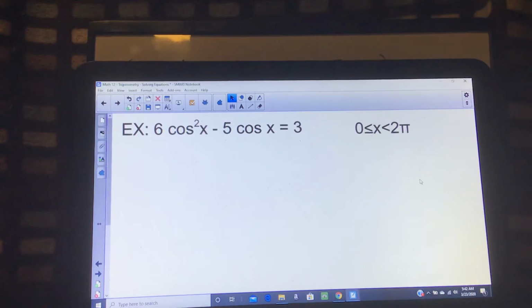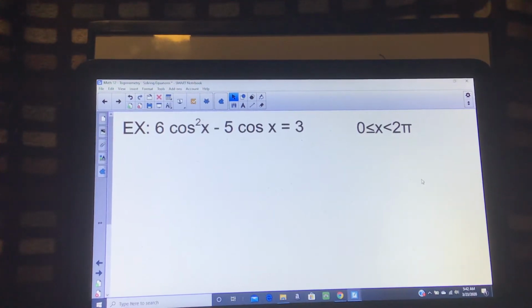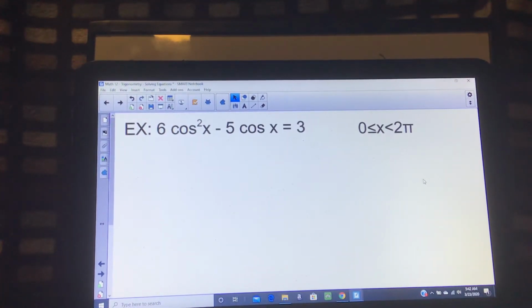This is a trig function that's also quadratic. Because basically you have a cosine squared and a cosine, and it's equal to a number. So they're looking for what angle could I put in that if I take its cosine and square it, multiply it by 6, subtract 5 times the cosine of that angle, I'll get 3.